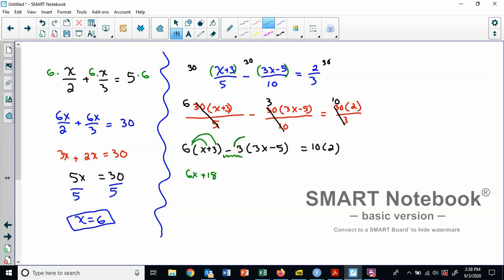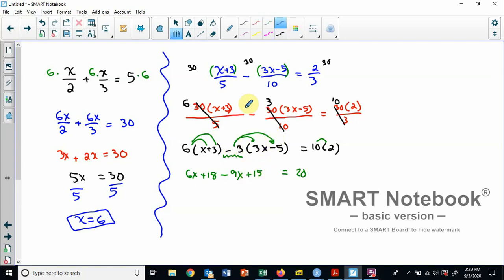So I've got to distribute this as a negative 3. So negative 3 times positive 3x is negative 9x. Negative 3 times negative 5 is positive 15. Equals 10 times 2 is 20. A lot of people miss this problem because of this sign right here, because they don't put parentheses and they forget to distribute. Or if they do remember to distribute, they leave this negative sign and they don't pay attention to the fact that a negative times a negative gives you a positive.